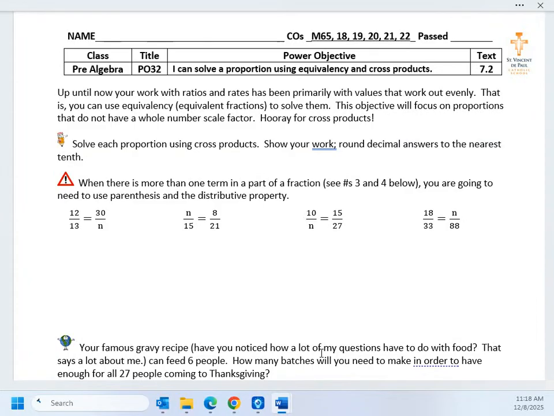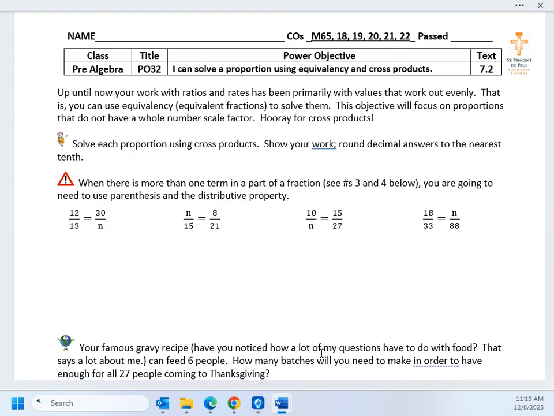But you can look back at objective 31, CO31, and it talks about cross products. And it talks about the equivalency. Okay, so think about what we know about those cross products. If we multiply going diagonal, multiply going diagonal, if it's the same number, is it a proportion? Yes. Okay, so that's the cross products when we multiply across.